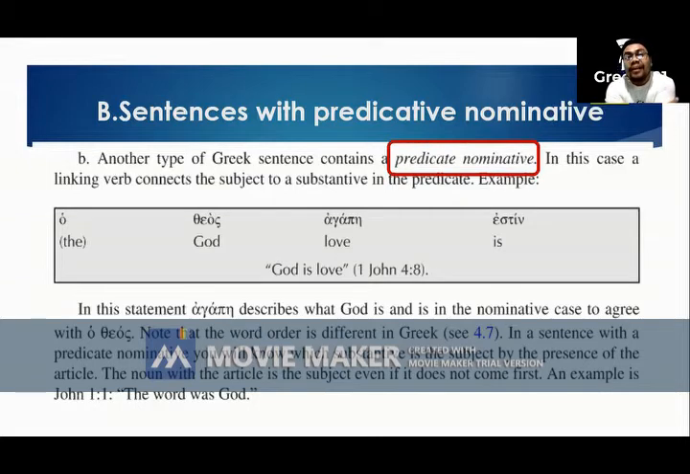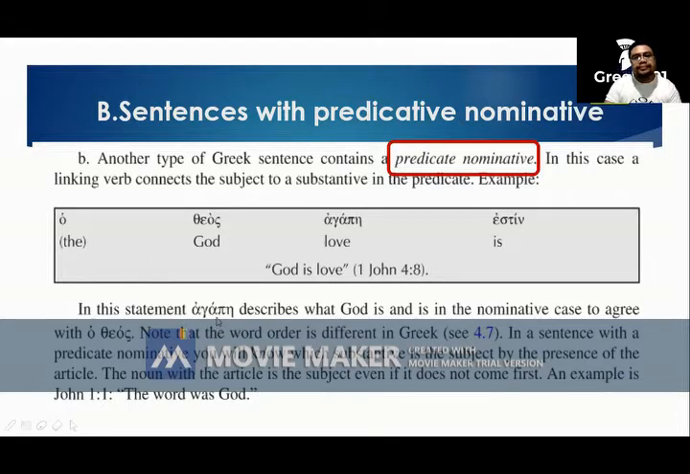It is the predicative nominative. In this case, a linking verb connects the subject to a substantive in the predicate. So for example, the sentence, let's read it all together: Ho theos agape estin. Ho is the definite article the. Theos, of course, means God. Agape is godly love. And estin is the linking verb, the verb to be. So, God, love is. But in Greek, of course, the syntax is different. It means that God is love.